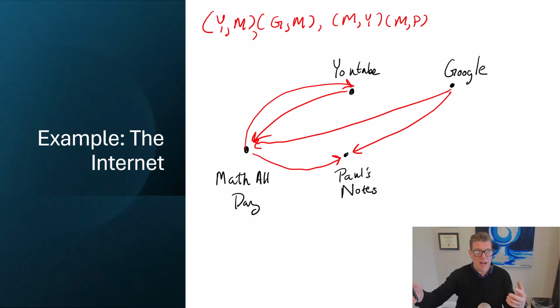And then you have all the other websites that will link to each other. And they all have bigger or smaller in degrees or out degrees depending upon the kind of traffic and the kind of notoriety that they have within the internet.